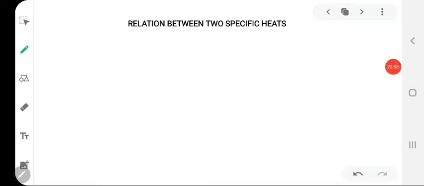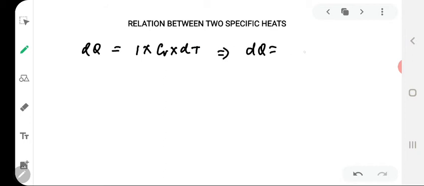Let us obtain a relation between two specific heats of a gas using first law of thermodynamics. Now consider 1 mole of an ideal gas. Suppose that the gas is heated at constant volume so that its temperature increases by dT. So if dQ is the amount of heat supplied, then dQ will be equal to, since it is 1 mole, 1 into Cv into dT. Or we can write down dQ to be equal to Cv dT.